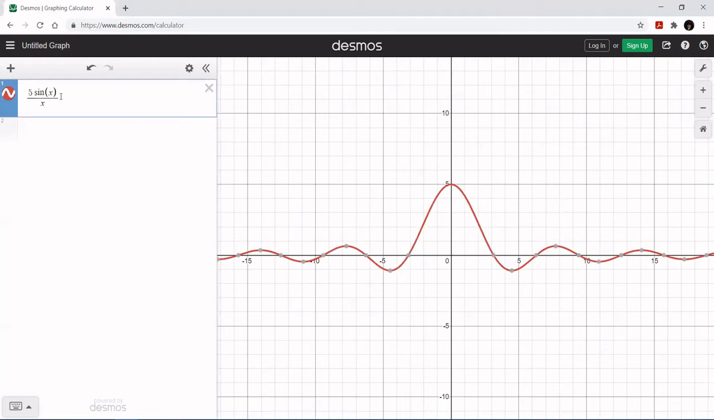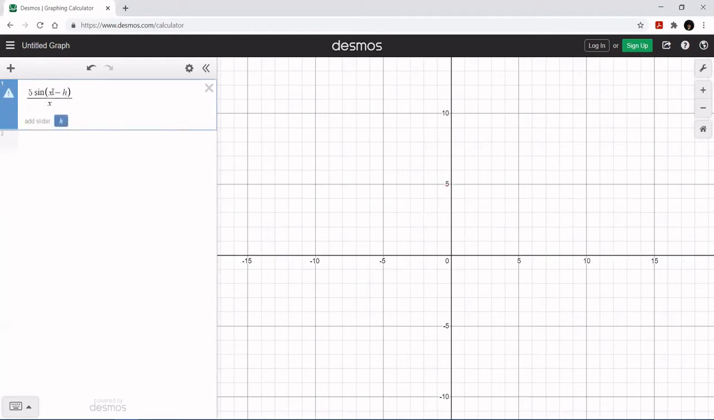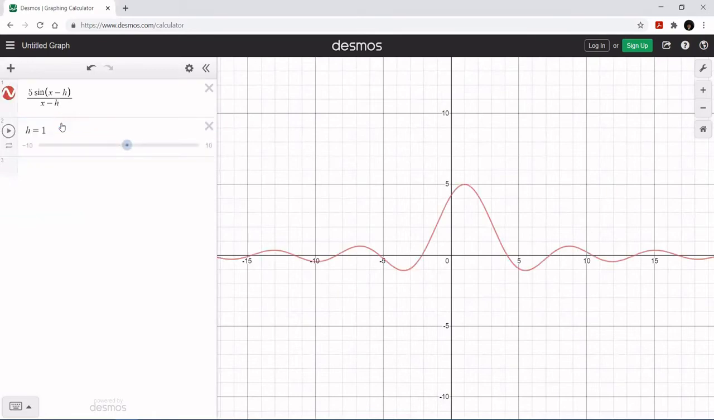Remember how to do it. If you want to translate a function to the right, you must replace x with the quantity x minus h, where h is a parameter. And that's everywhere, so not just inside the sine function. I have to do it down here as well. And what's cool about Desmos, the graphing calculator, if you use any variable other than x, it will automatically assume that that's some sort of parameter. So it's making the assumption that h is a parameter and giving me the option of adding a slider so that I can control h.